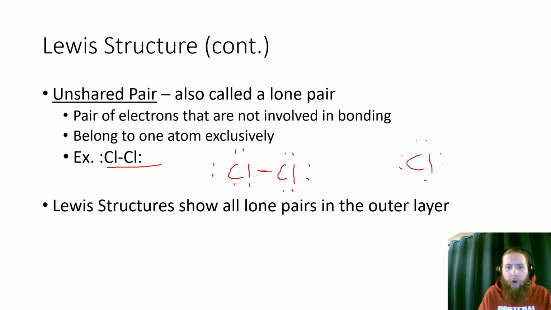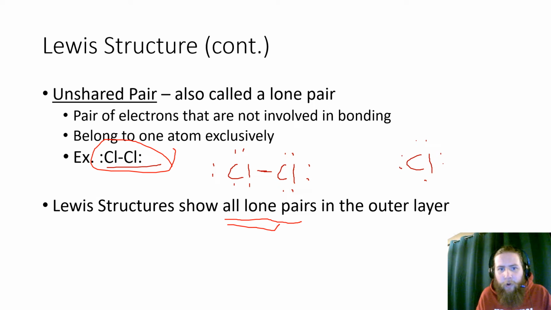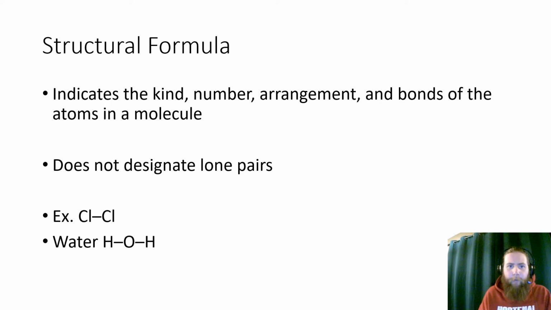We don't show all lone pairs. Don't get lazy like Mr. Greer did up here. Don't be like Mr. Greer. You guys are better than that. It shows all the lone pairs in the outer layer. So if it shows all 3 of these pairs, 1, 2, 1, 2, 1, 2, in the outer layer, 6 total electrons. All right, structural formula. This indicates the kind, the number, the arrangement, and bonds of atoms in a molecule. It does not designate the lone pairs. So in Cl2 here, this first example, you don't see those lone pairs.